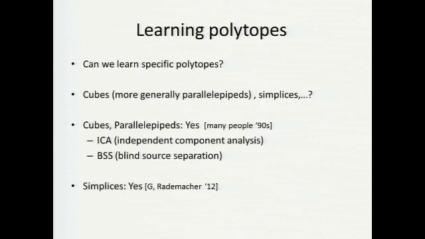So this is not very hard to prove, but I'm not going to prove it. Instead, I'm going to move to this problem. So since we don't know how to learn general polytopes with polynomially many facets, can we learn specific polytopes? So some polytopes that we looked at before, like cubes or simplices, more generally parallelepipeds. Okay. I'm going to define what a parallelepiped is a little later. So it turns out that you can learn these things, cubes and parallelepipeds.